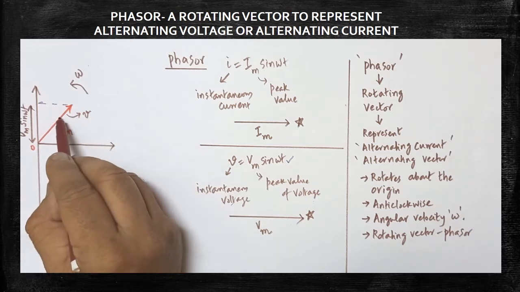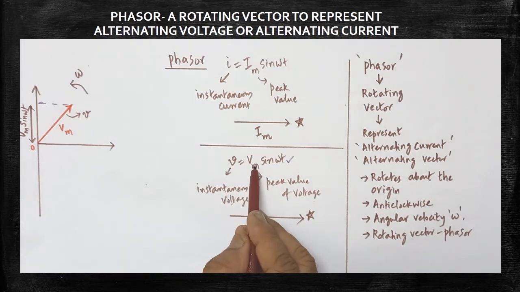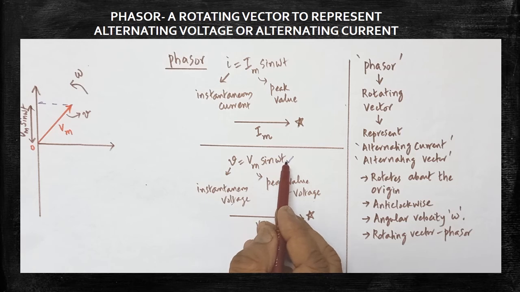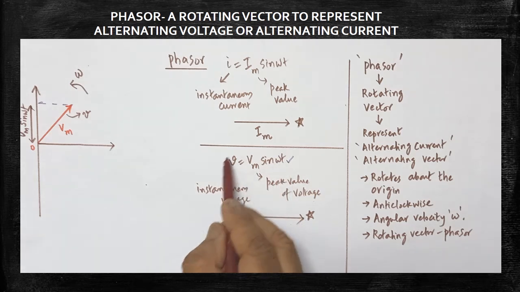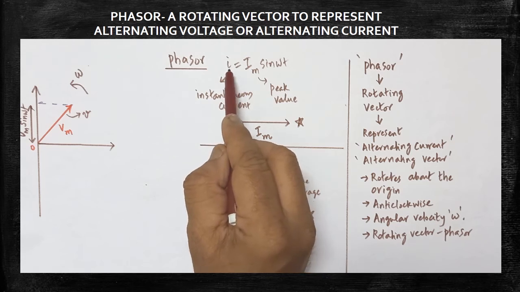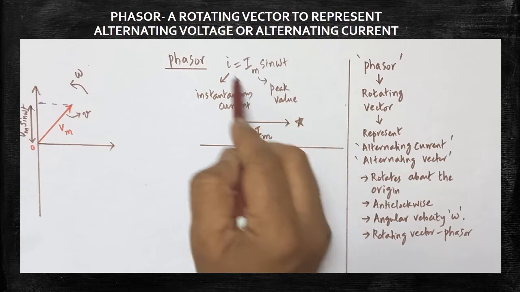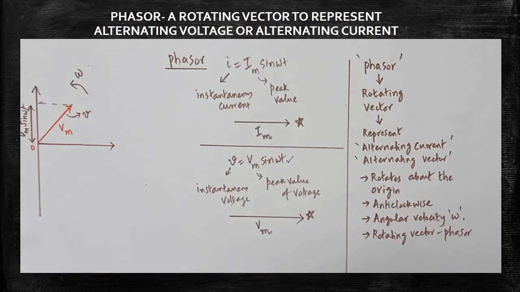So I have drawn the phasor for this expression, V is equal to Vm sin omega t. As we have drawn for V, we can draw the phasor for this equation, I is equal to Im sin omega t, also. For this expression also phasor can be drawn.